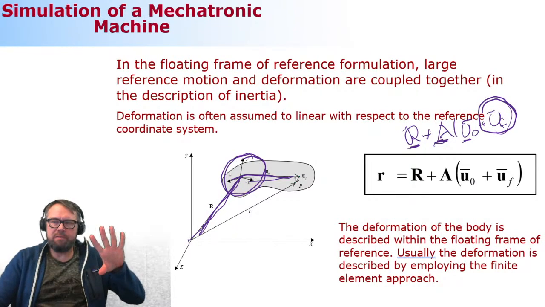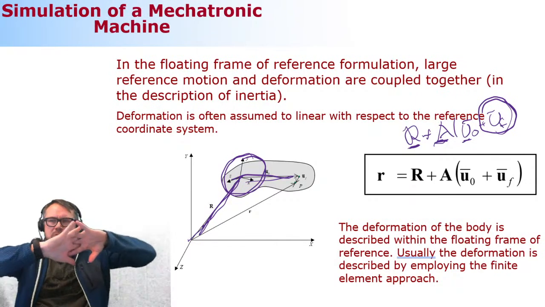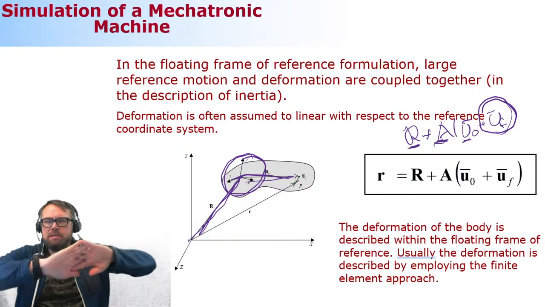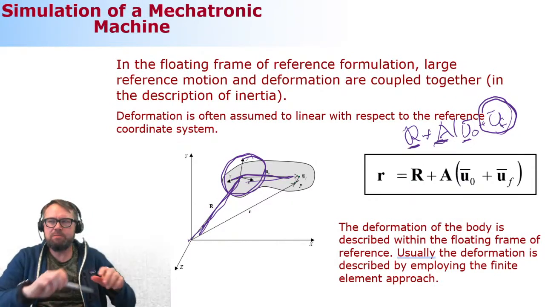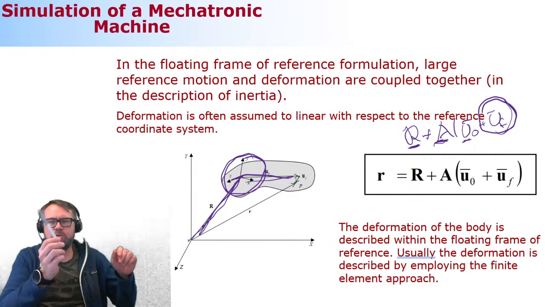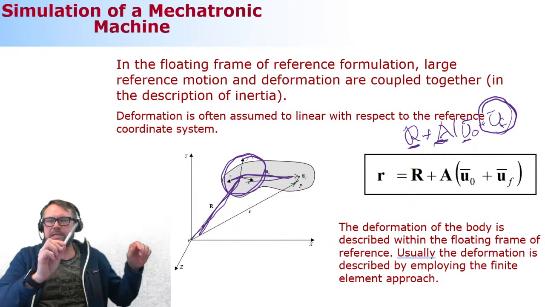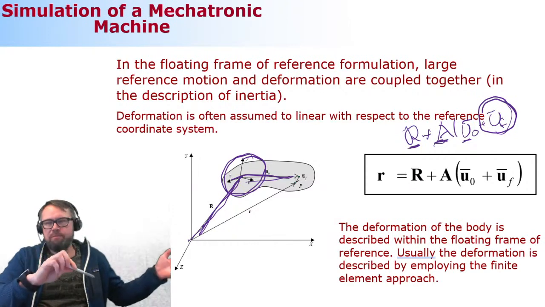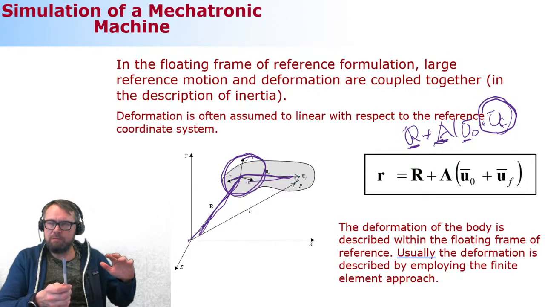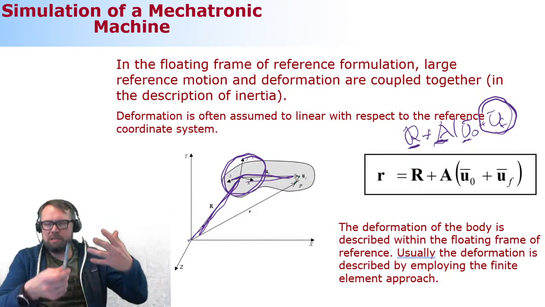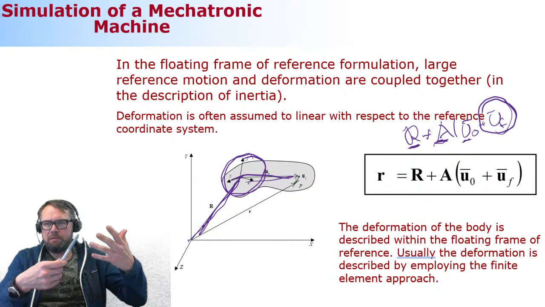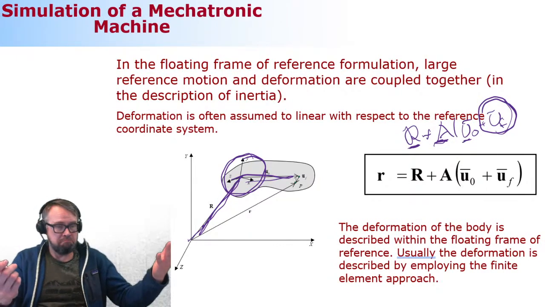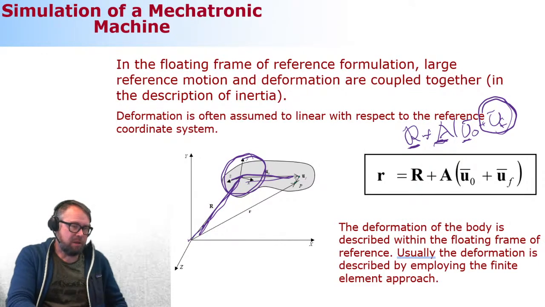And in a floating frame reference formulation, we make them work together. We make them merge. And that means that the reference motion, the rigid body motion if you want to say that, is described by using multi-body system dynamics, and the superimposed deformation is described by using the finite element method. Fairly simple. How does it go then?